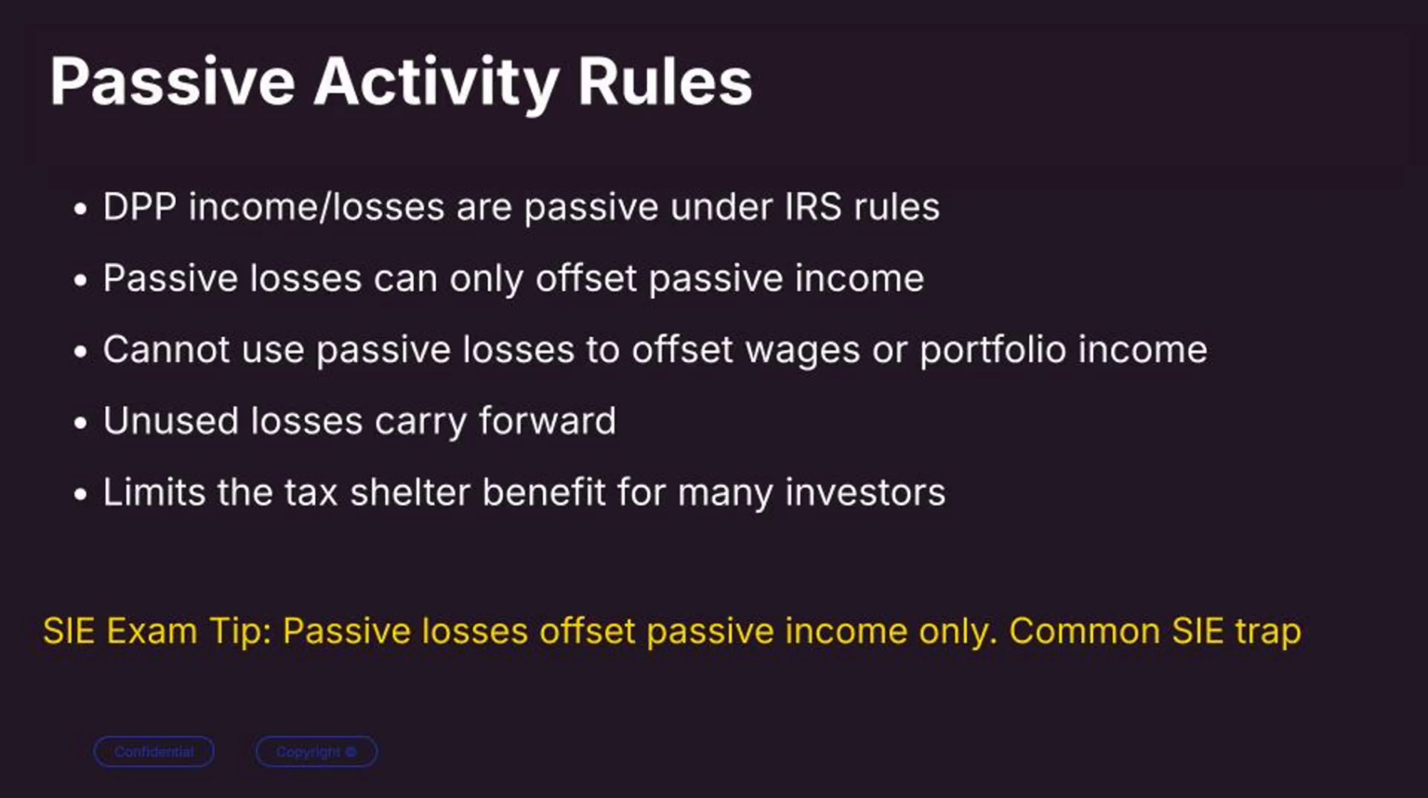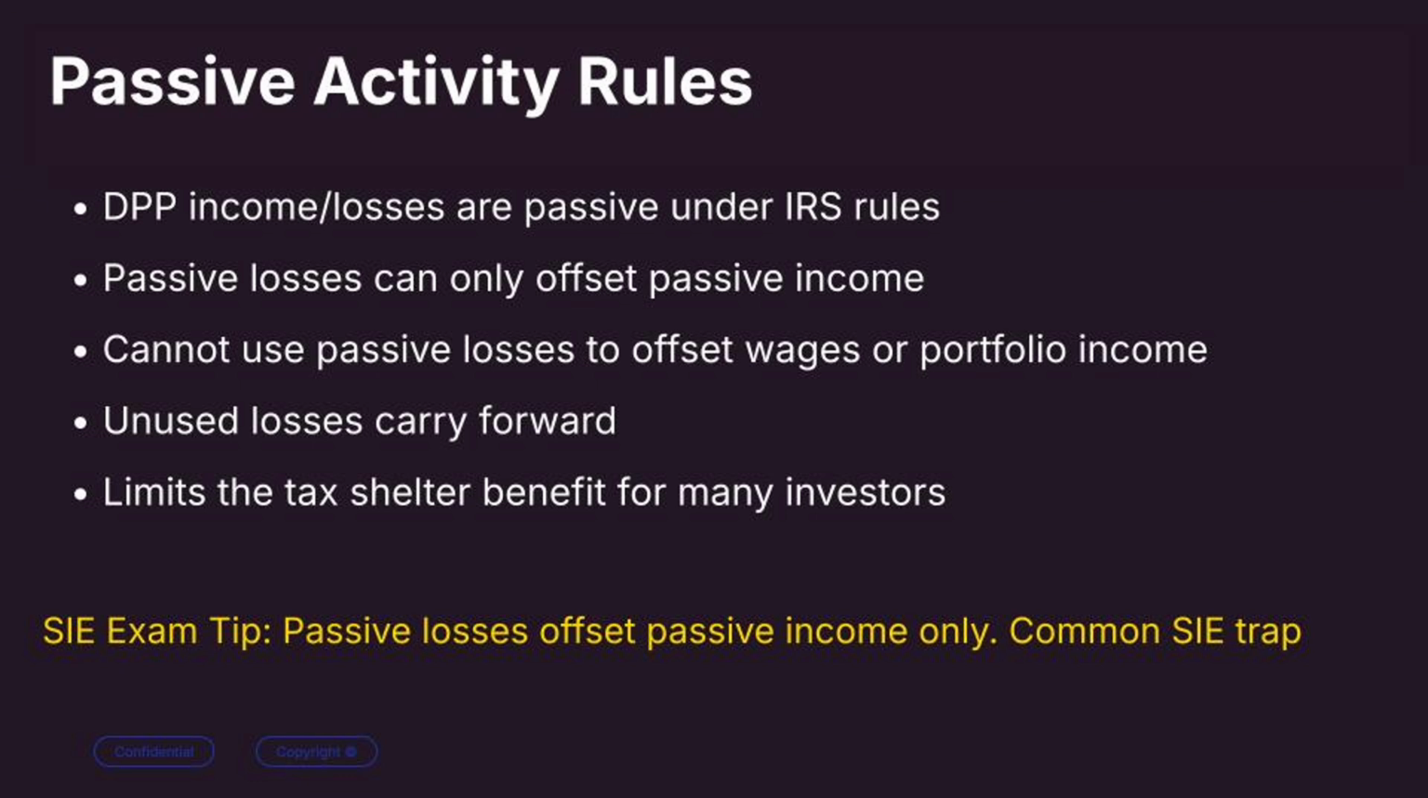Here is a tax rule that catches a lot of students off guard. The IRS classifies DPP income and losses as passive. That sounds harmless, but the catch is this: passive losses can only offset passive income. So if you have a loss from your DPP, you cannot use it to lower the tax on your salary, and you cannot use it against your stock dividends or bond interest. Wages are earned income. Dividends and interest are portfolio income.